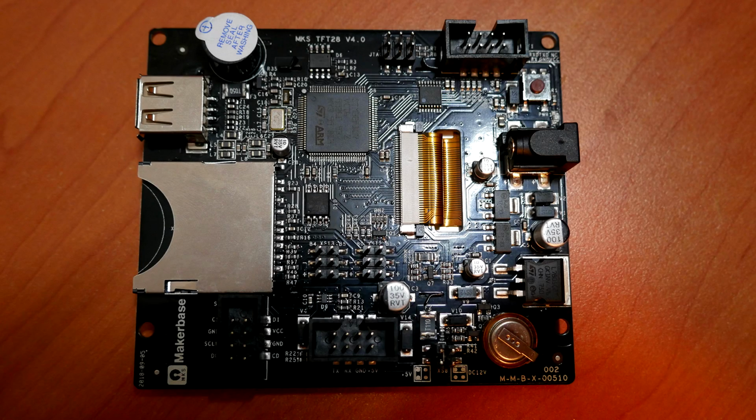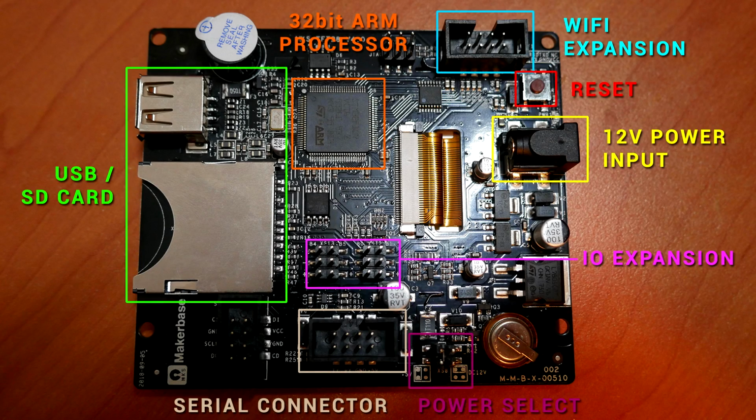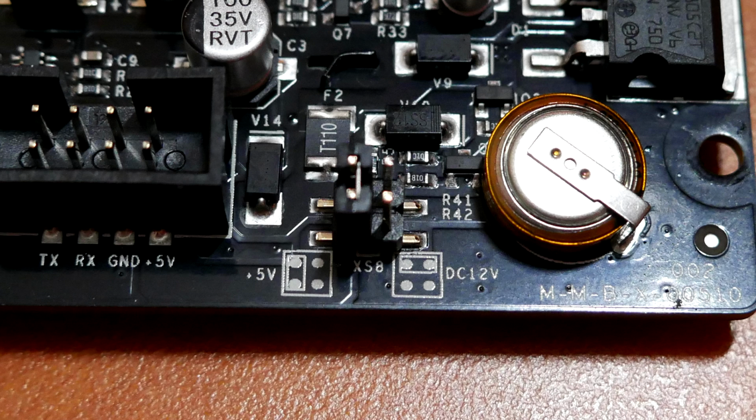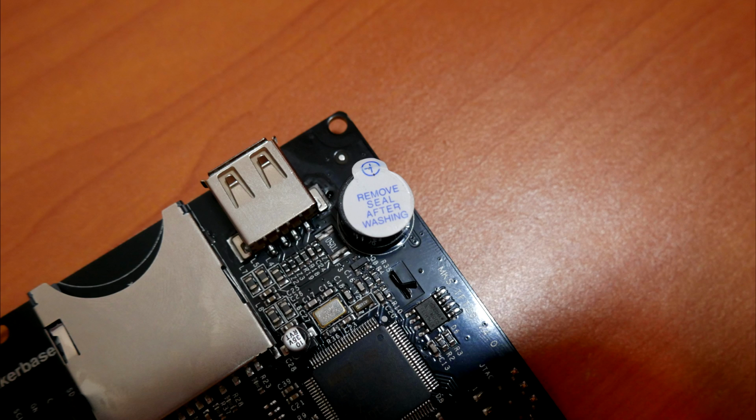Let's have a closer look at this thing. On the back we have an SD card, we have a 32-bit ARM processor, we have expansion ports, a connector to connect it to your mainboard, we have a power selector, Wi-Fi expansion, a power connector, and a reset button. If we were running a RAMPS, we'd need to put it on 12 volt and connect an external power supply, but with the MKS Gen L, we can leave it on 5 volts, plug it in, and we're good to go. The only other prep is to wash the speaker before removing the seal.